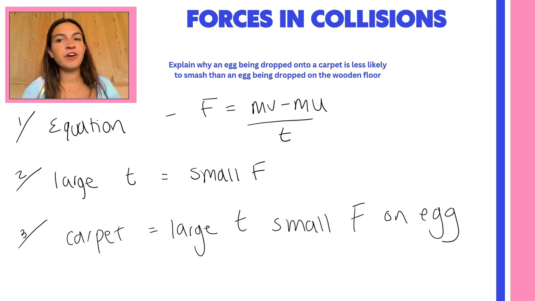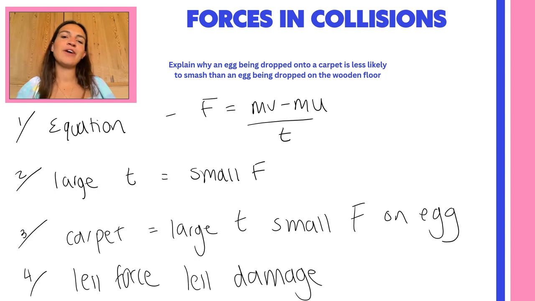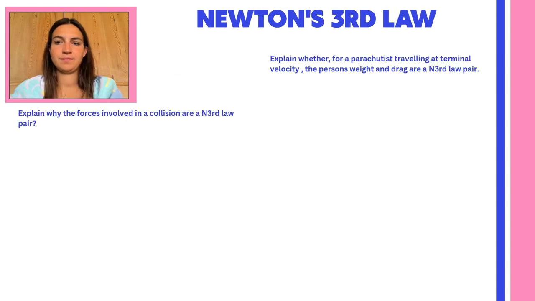Then you need to refer to what the question is asking you about. So the carpet gives you a longer time of colliding. Your egg is slowing down for a longer time, I think you can imagine, when it's on the carpet than when it's on the floor. Large T, small force on egg. And then finally explain what that means about it smashing, which is less force, less damage to your egg.